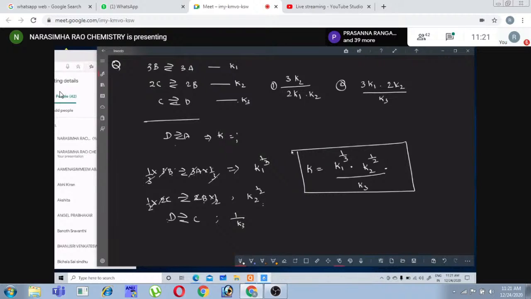Does anybody have any doubt? No doubt. Right, children, this is the effect of stoichiometric coefficients, and the inversion of the reaction, both applications are completed.